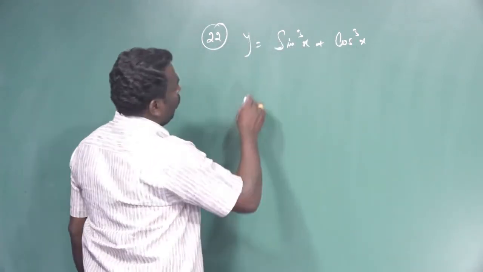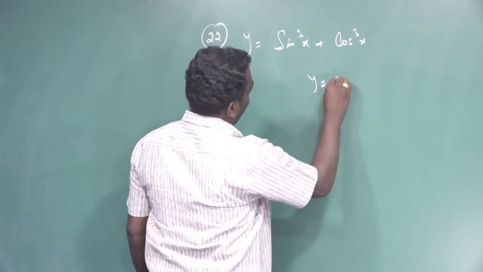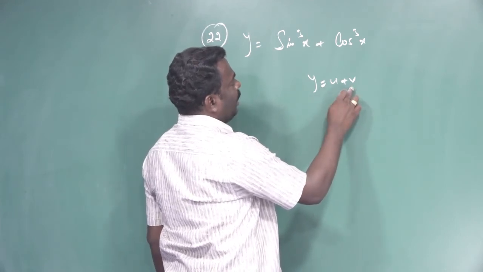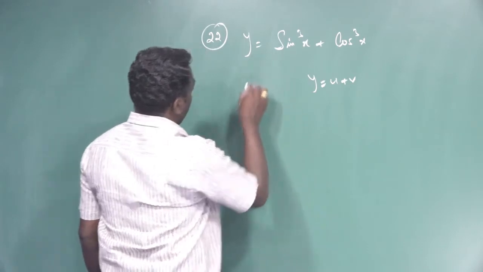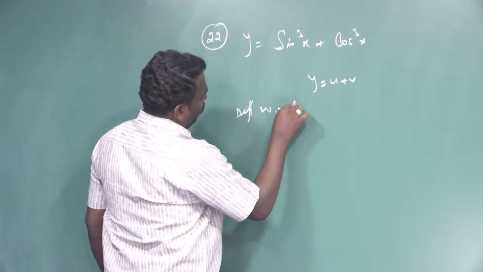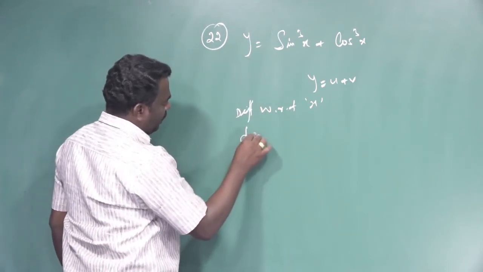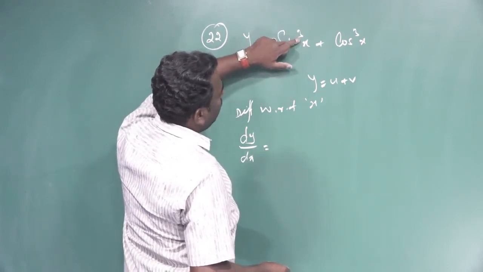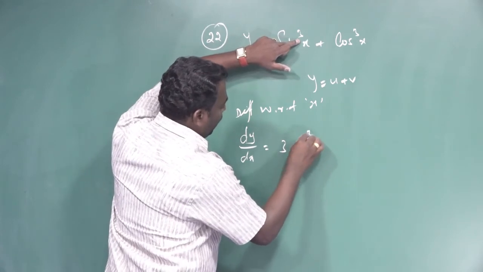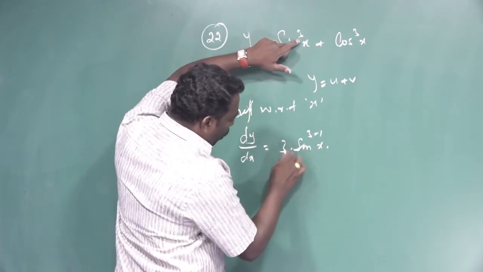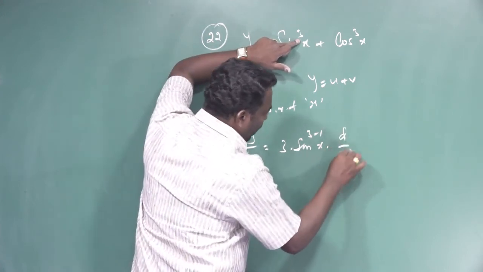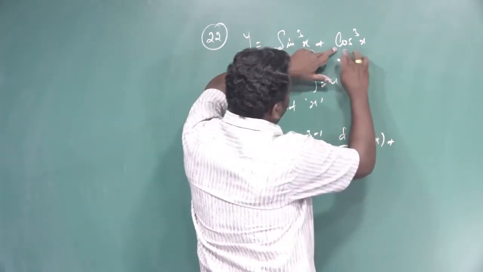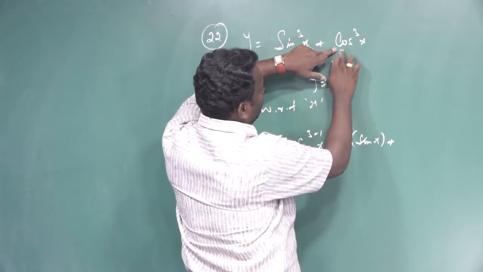The next one, the 22nd one: y equal to sin cube x plus cos cube x. Now applying the summation formula, y is equal to u plus v, the two terms in summation, u a function of x and v a function of x. Therefore we can differentiate directly. Now the differentiation with respect to x of the given function: the left hand side y as it is, dy by dx is equal to x power n form, where x is sin x and n is 3. Therefore 3 into sin power 3 minus 1 x. Again the term we want to differentiate is sin x, which you know already. Therefore d by dx of sin x, plus, similarly the second term, x power n where n is 3 and x is cos x.